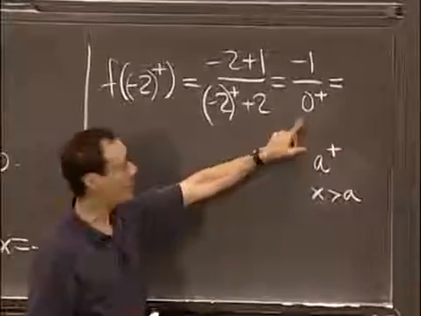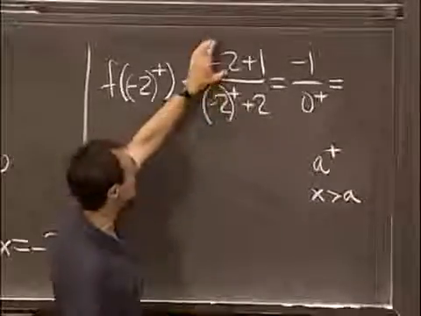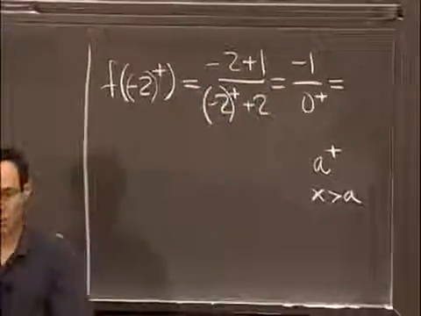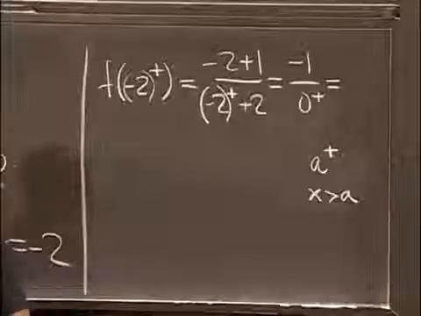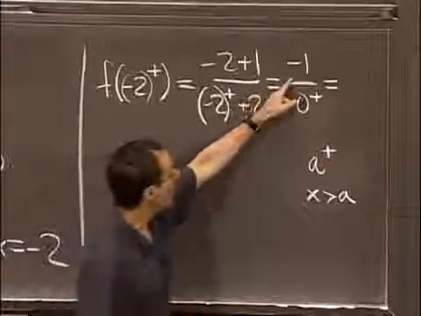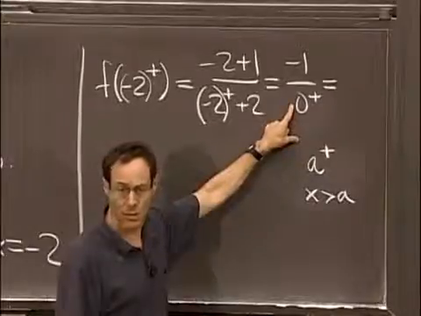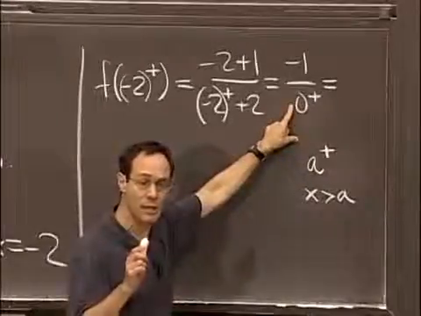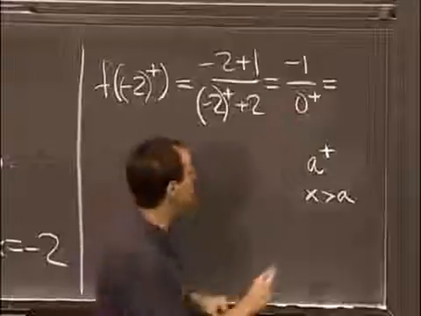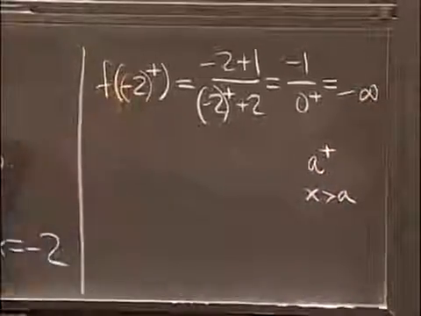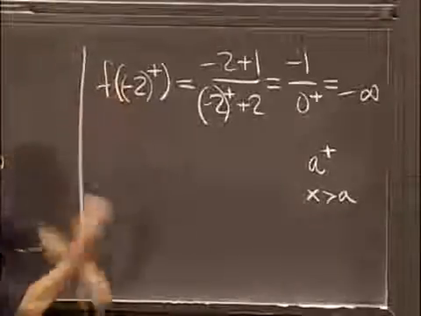All right, so this one, I could have written here a parentheses 2 plus, but then it would have just simplified to -1 in the limit. So now I've got a negative number divided by a tiny positive number. And so somebody want to tell me what that is? Negative infinity.